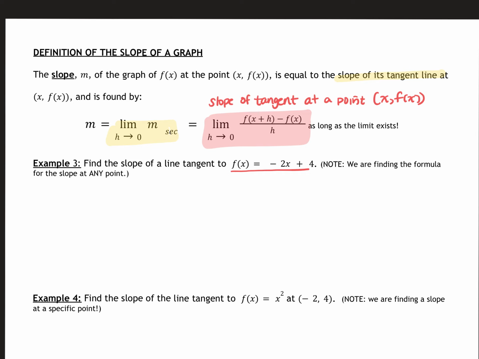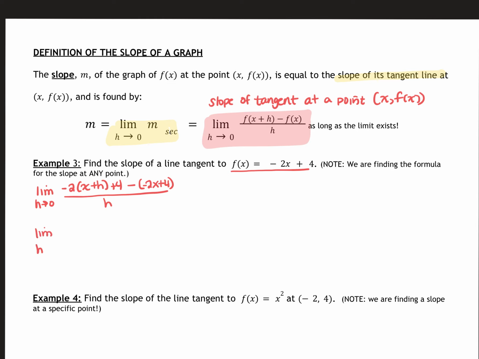Okay, so we're going to use our difference quotient just like we have been. So we'll say the limit as h approaches 0. And I won't go through all of the development of f of x plus h and that kind of thing. I think by now you should be able to do that. We would have -2 times x plus h plus 4 minus, and then -2x plus 4 all over h.